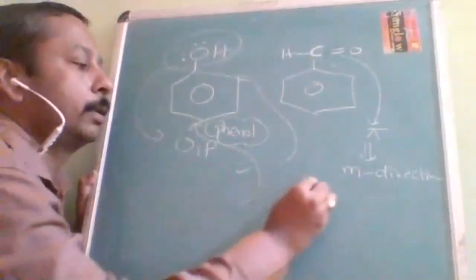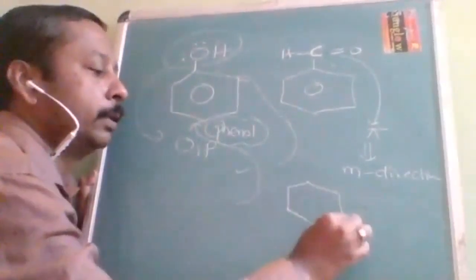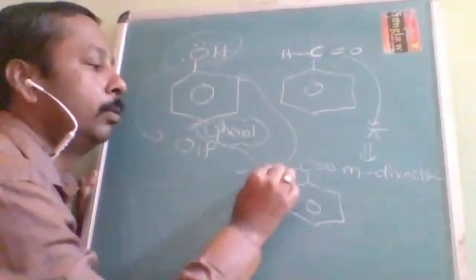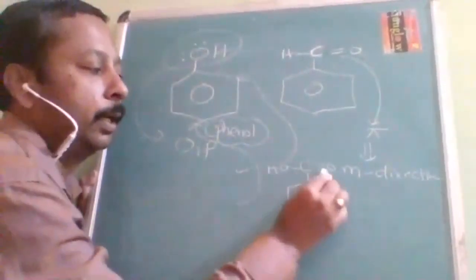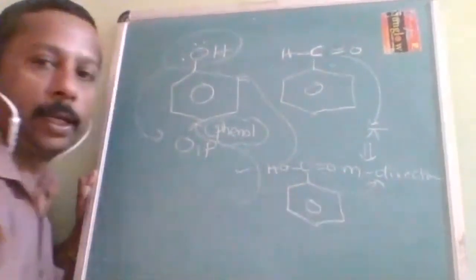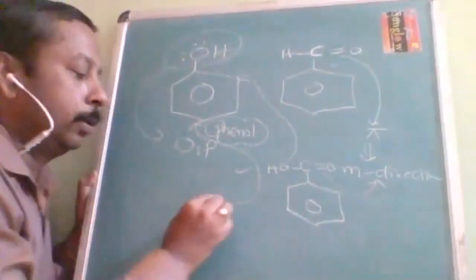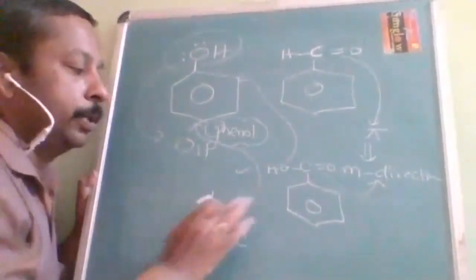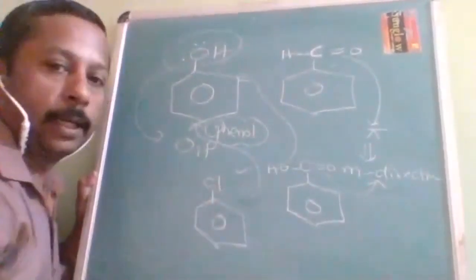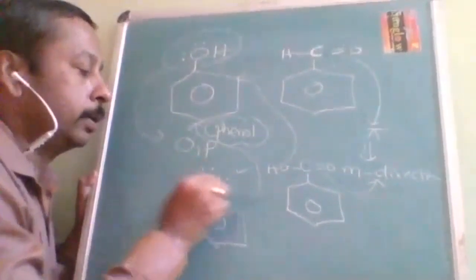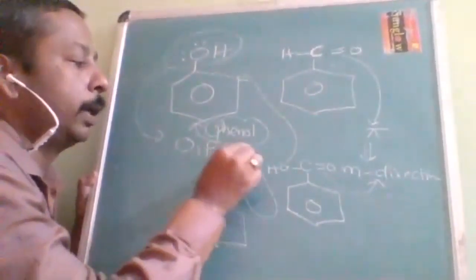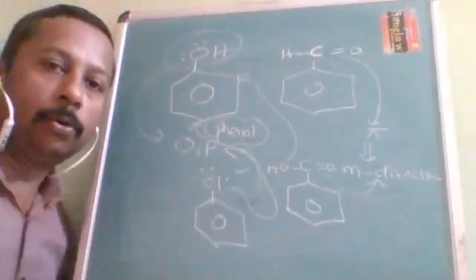Okay. Next, what is the next one? Benzoic acid, C double bond O OH. Again, a pi bond is there, M directing. Now let us take chlorine or halogen. Halogens have three lone pairs. Because of this lone pair, it will be OP directing. It is going to be OP directing.